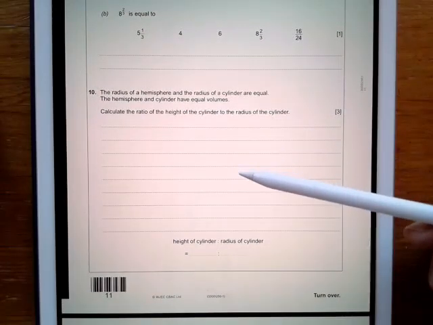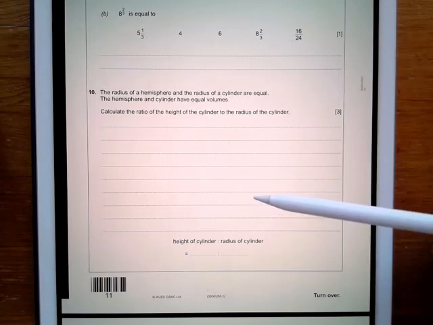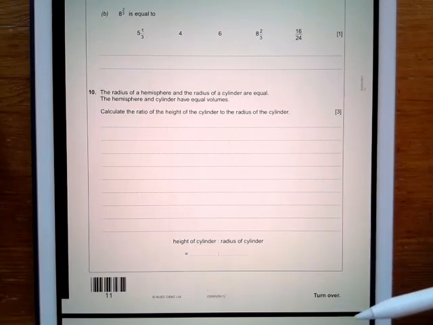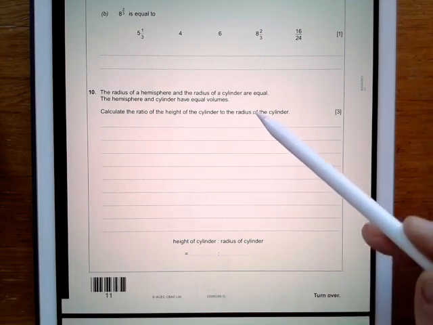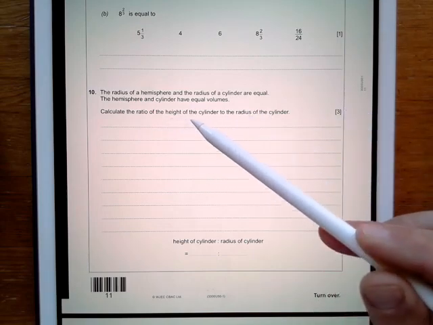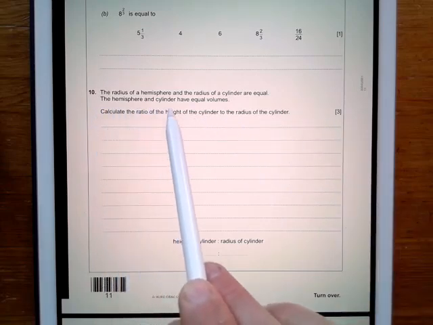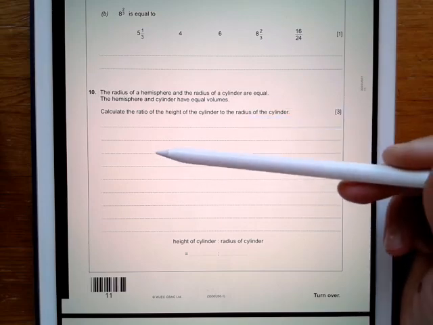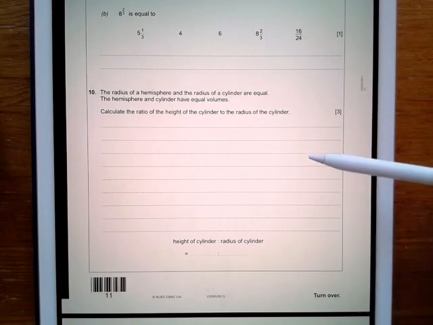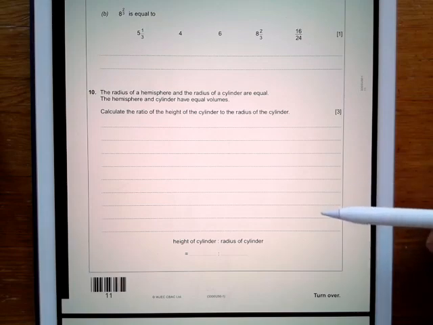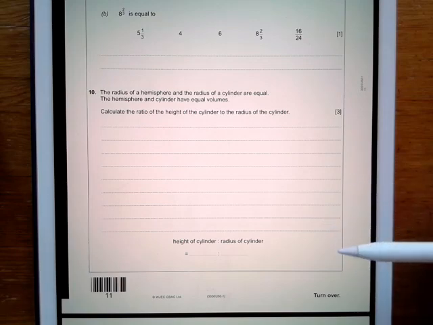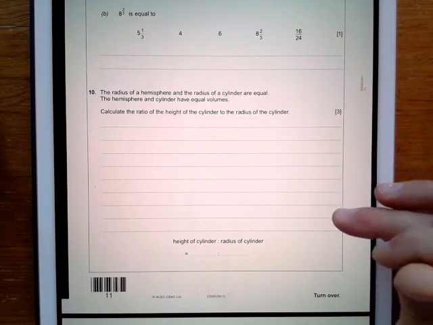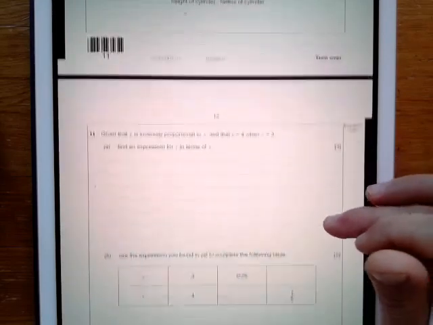This one here is about solid shapes, and it says the radius of a hemisphere and the radius of a circle are equal, call it R. The hemisphere and the cylinder have equal volumes. That's the key phrase there. So you need to write down an equation for the volume of the hemisphere, set it equal to an equation for the volume of the cylinder, and then you should be able to cancel out things like pi and end up with a relationship between the height of the cylinder and the radius of the cylinder. You'll see what I mean when you do it.